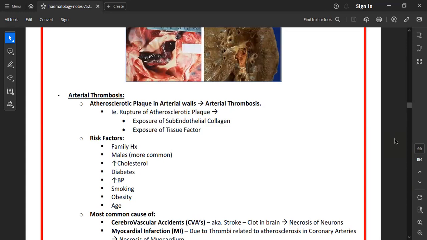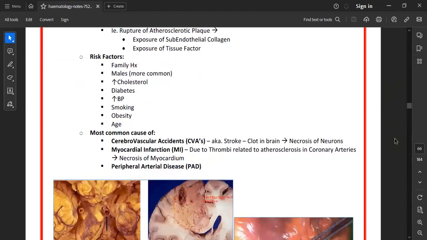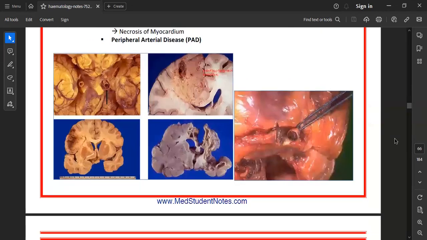Risk factors include family history. It's more common in males. If you have high levels of cholesterol, that means your vasculature is already quite narrowed because of the deposits of cholesterol. So the formation of an arterial thrombosis is quite dangerous. Diabetes, blood pressure, smoking, obesity, and age are all risk factors. And these ones are the most common causes of stroke, myocardial infarctions, just because of the blockage of the vasculature in some of these organs.